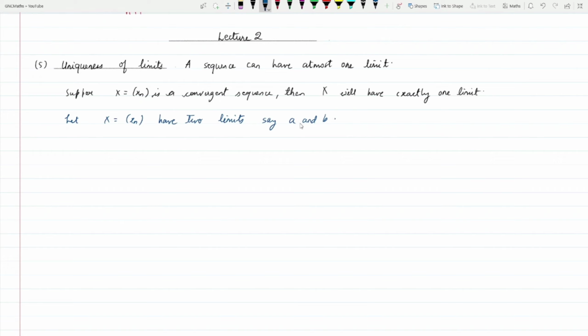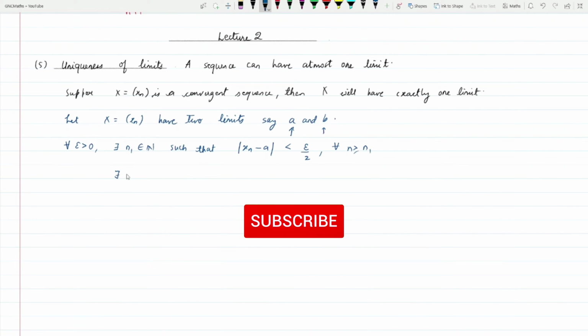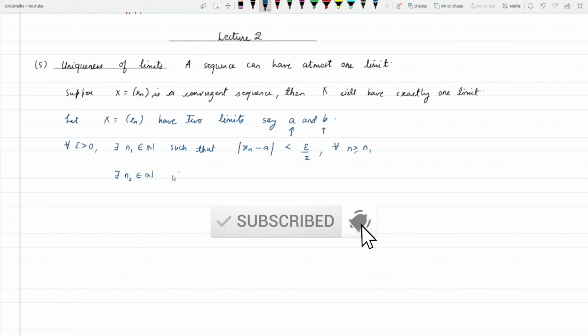Now, once we say that the sequence has two limits a and b, we can apply the epsilon n naught definition for the limit a as well as the limit b, and we get that for any epsilon positive, we can find a natural number n1 such that the distance between xn and a can be made lesser than epsilon by 2 for all natural numbers n greater than or equal to n1, and also there exists another natural number n2 for the same epsilon such that the distance between xn and b can be made lesser than epsilon by 2 for all n greater than or equal to n2.